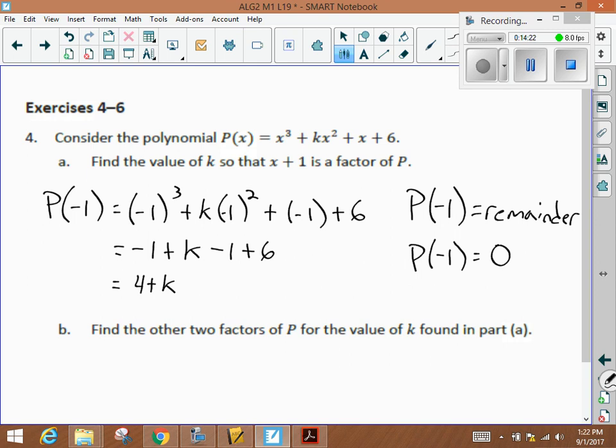So, in other words, I want to solve this, right? So we said p of -1 is 4 plus k. And I want to know what value of k will let p of -1 be 0. Well, I can solve that, right? I can substitute 0 in for p of -1 here, and solve for k. Let's go ahead and solve for k. And when we solve for k, subtracting 4 from both sides tells us that k is equal to -4. And we did it.